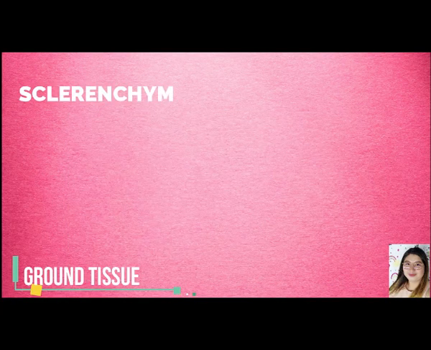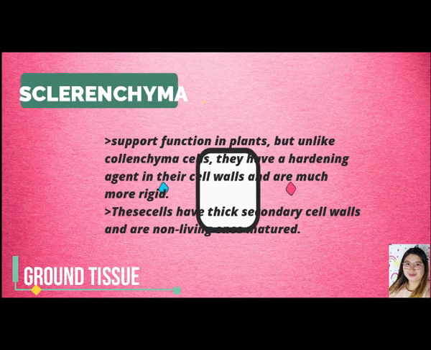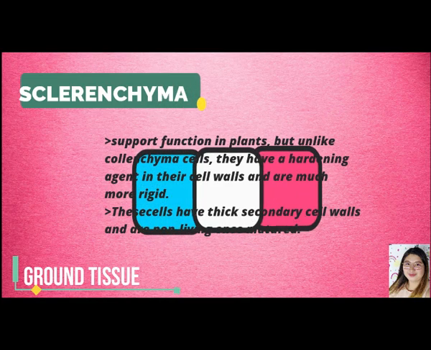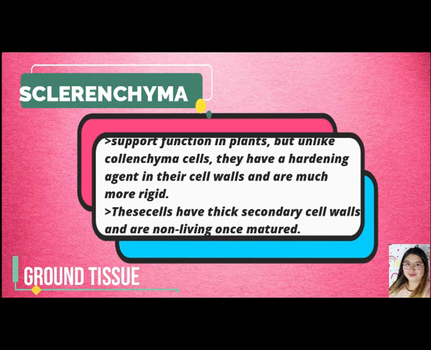Third, the sclerenchyma cells. They also serve as support in our plants. But unlike parenchyma cells, they have a hardening agent in their cell wall and are much more rigid. So, kumbaga dito, hindi na mai-stretch yung cell. So, the cells in a sclerenchyma cell have thick secondary cell walls and are non-living once matured. So, ito na yung tendency na magiging bark na siya.